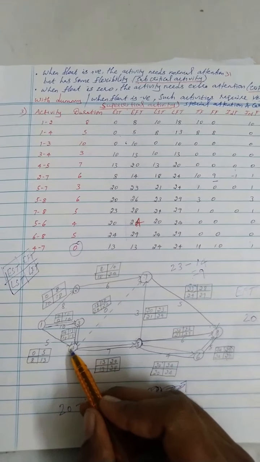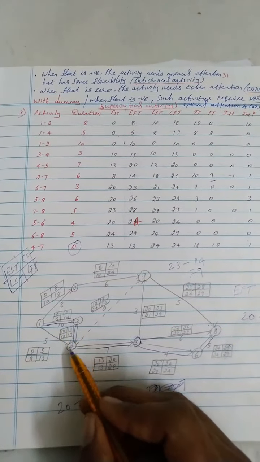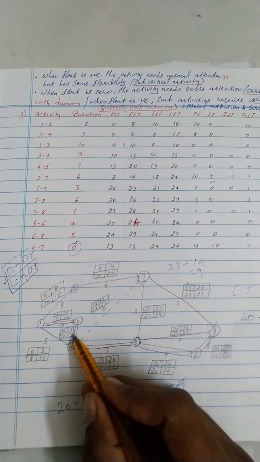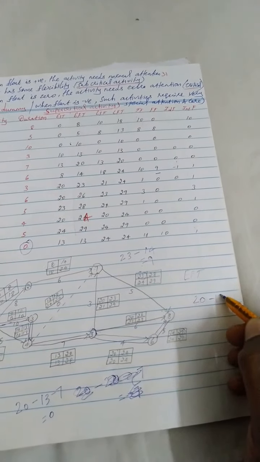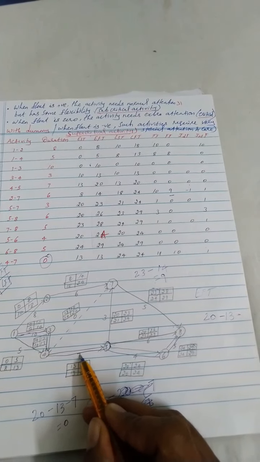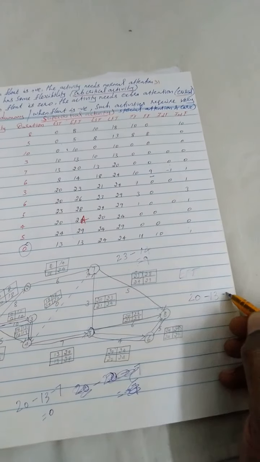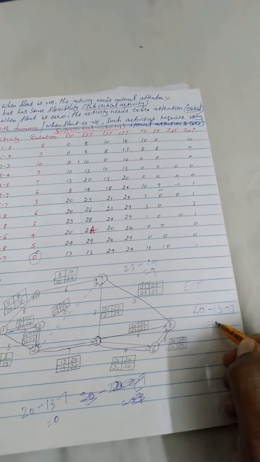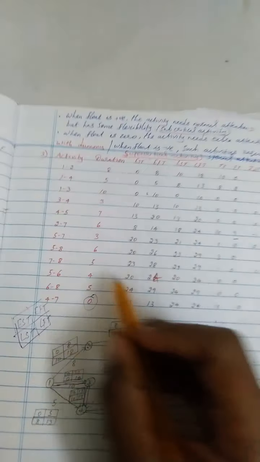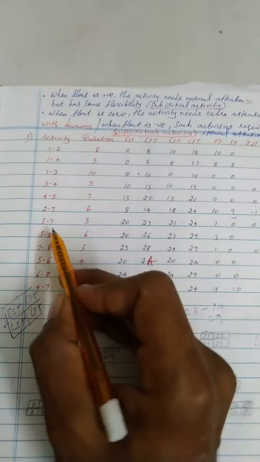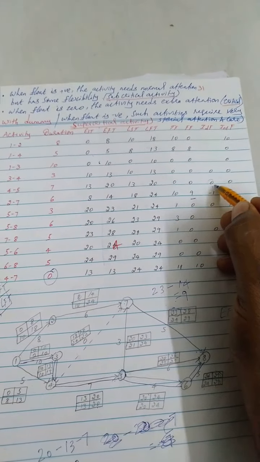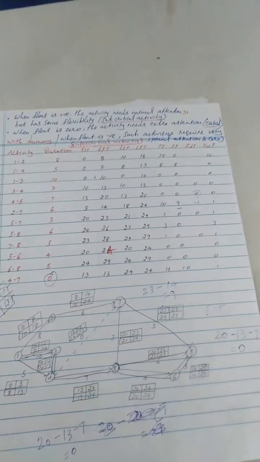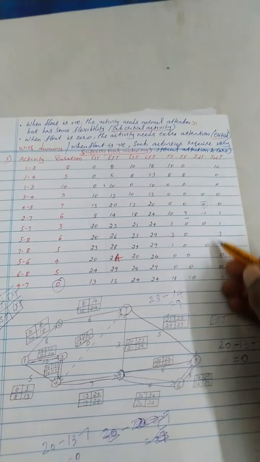The preceding activities are 4 to 3 and 4 to 1. The minimum LFT here is 13 and here also 13, so no need to worry. Just take 13, minus the current duration of activity 4 to 5, which is 7, which is equal to 0. That's why I mentioned here that for the activity 4 to 5, the independent float is 0. Likewise you need to proceed for all.